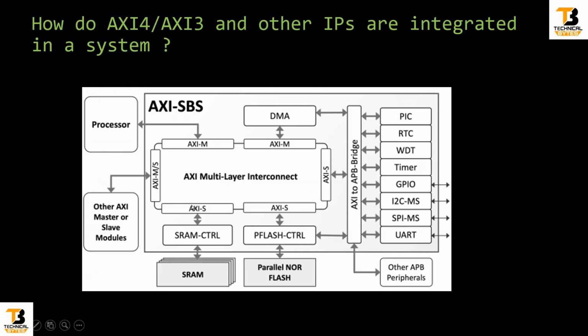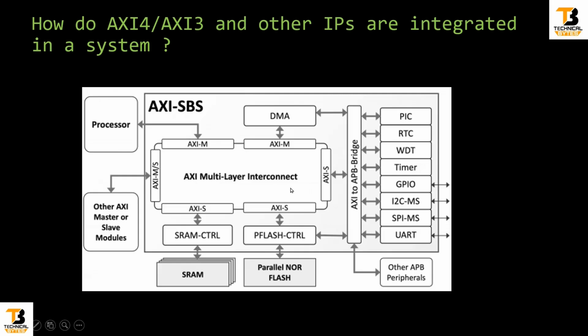Now let us have a look at the AXI slave ports. Here in this example I have included three slave ports. In the first slave port we are connecting an SRAM controller which is controlling the SRAM. The second port is connected to a P flash controller which is controlling the parallel NOR flash.